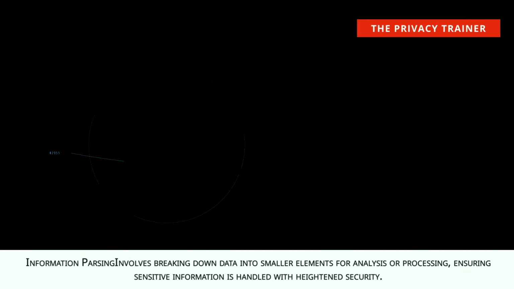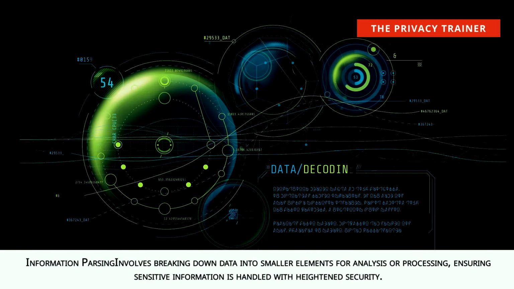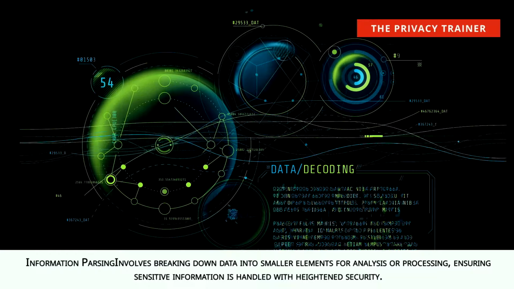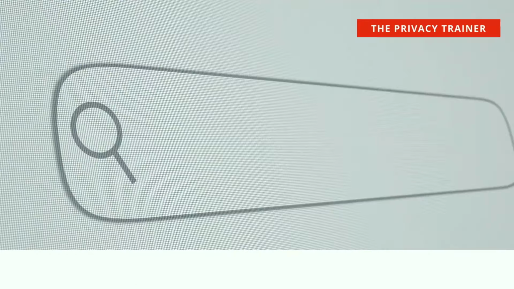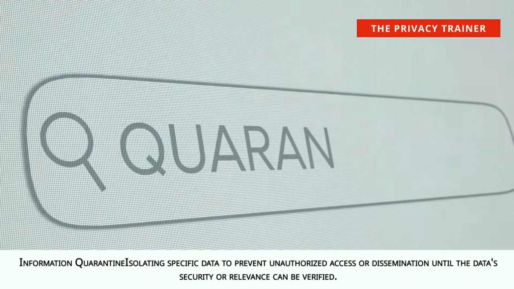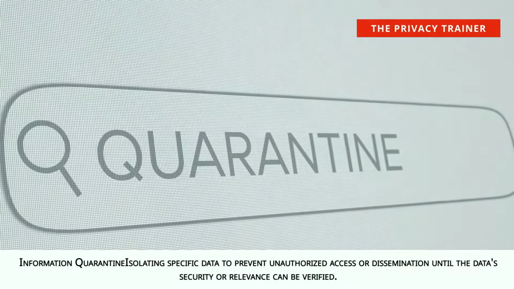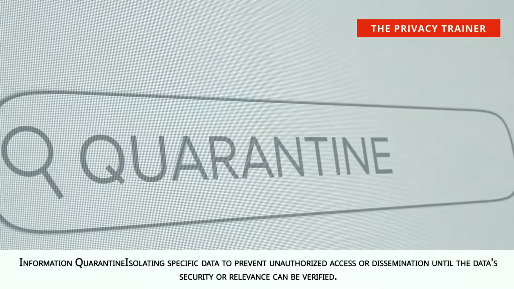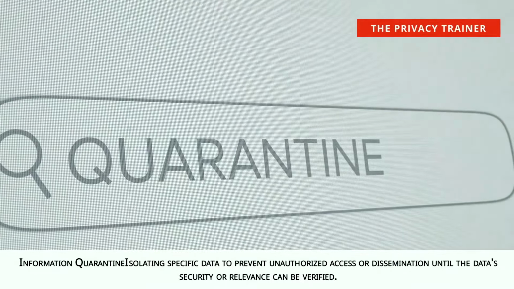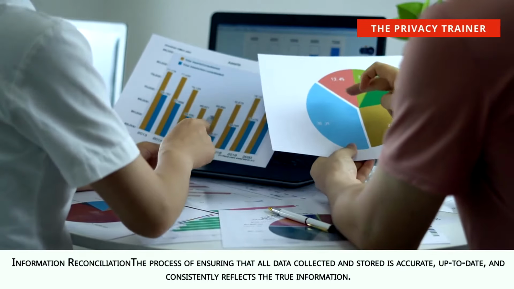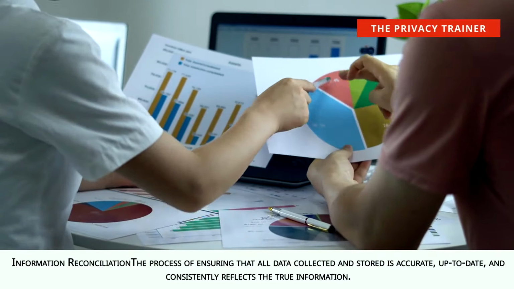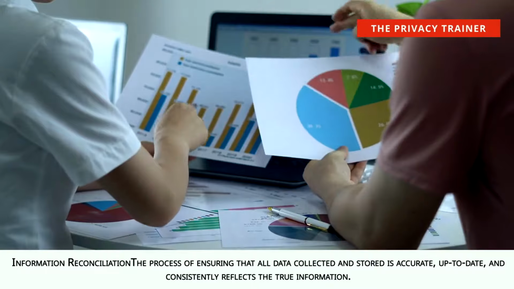requirements. Information parsing involves breaking down data into smaller elements for analysis or processing, ensuring sensitive information is handled with heightened security. Information quarantine, isolating specific data to prevent unauthorized access or dissemination until the data's security or relevance can be verified. Information reconciliation, the process of ensuring that all data collected and stored is accurate, up to date, and consistently reflects the true information.